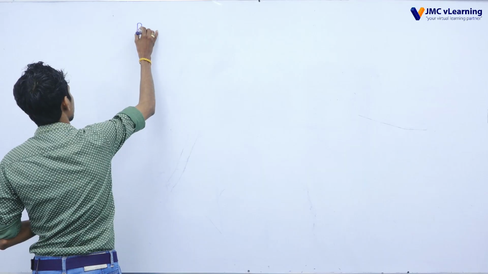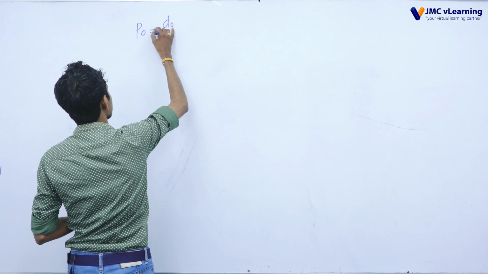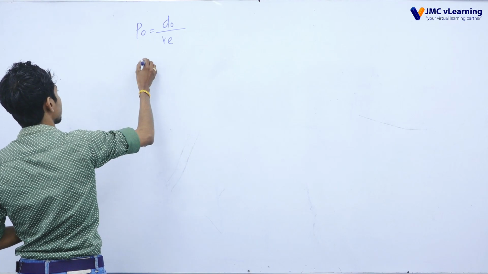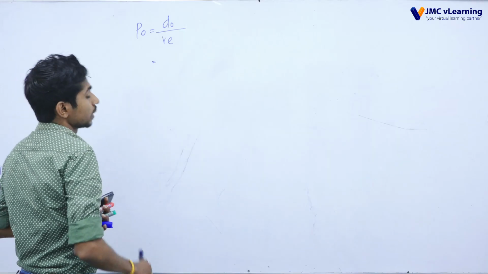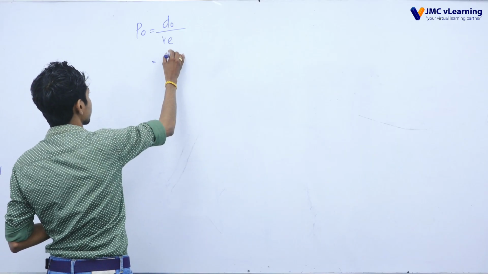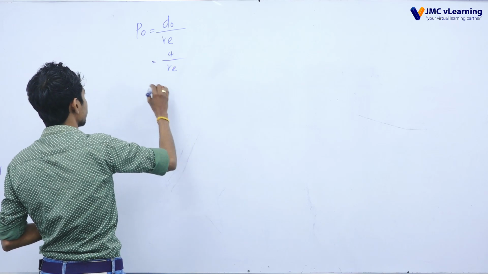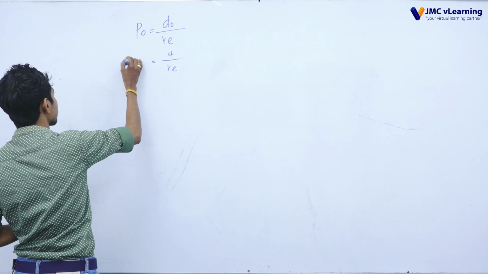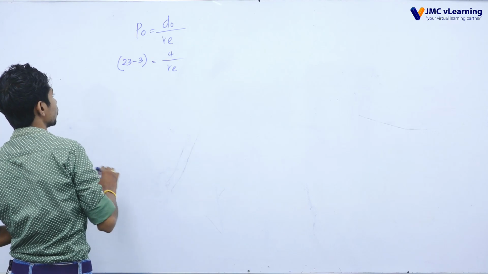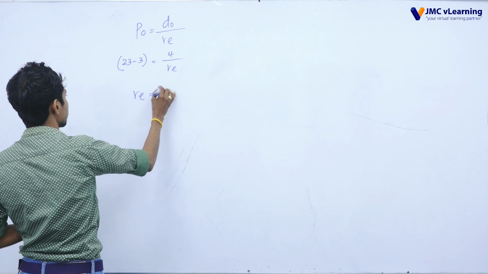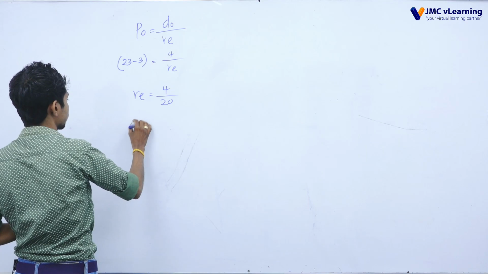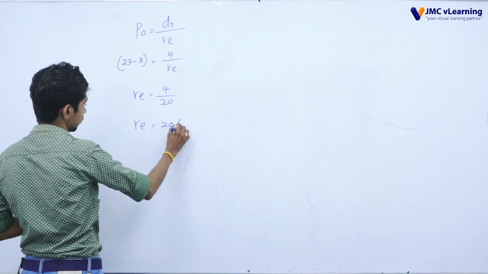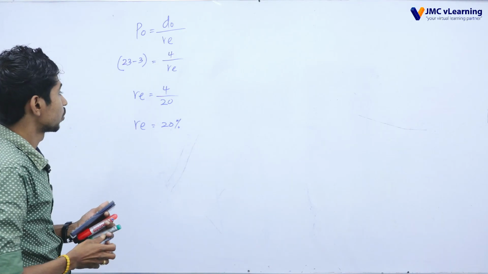Okay, P0 every time equals D0 divided by RE. If the transaction issue cost is available, what do we have to do? D is how much? Rupees 4. RE is the word we want to know about. P0 is how much? The current market price is 23, which includes the transaction cost of 3 rupees. Then we have to remove it, eliminate it. Then RE equals 4 divided by 20, that is 20 rupees.